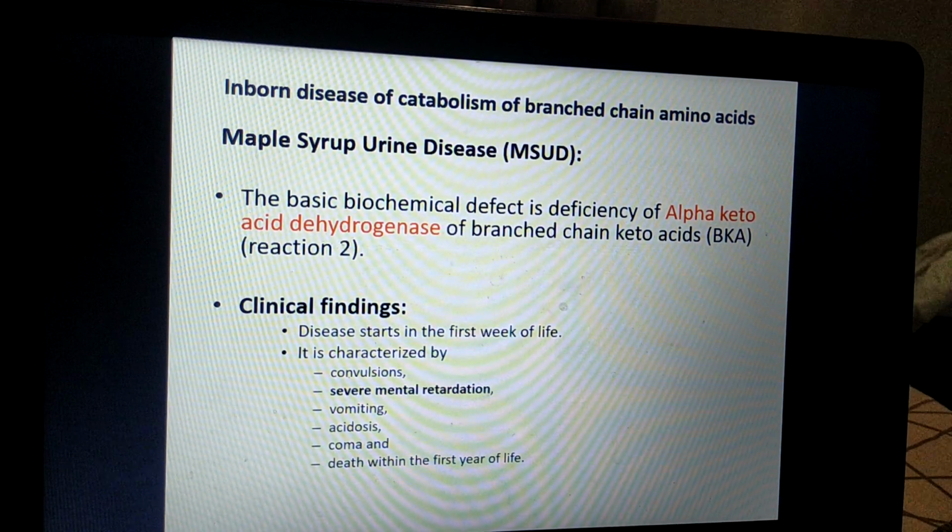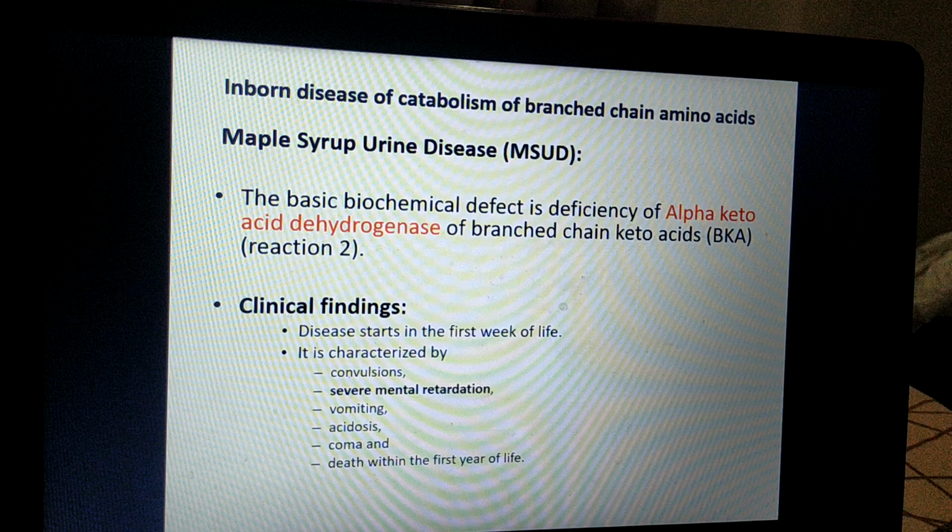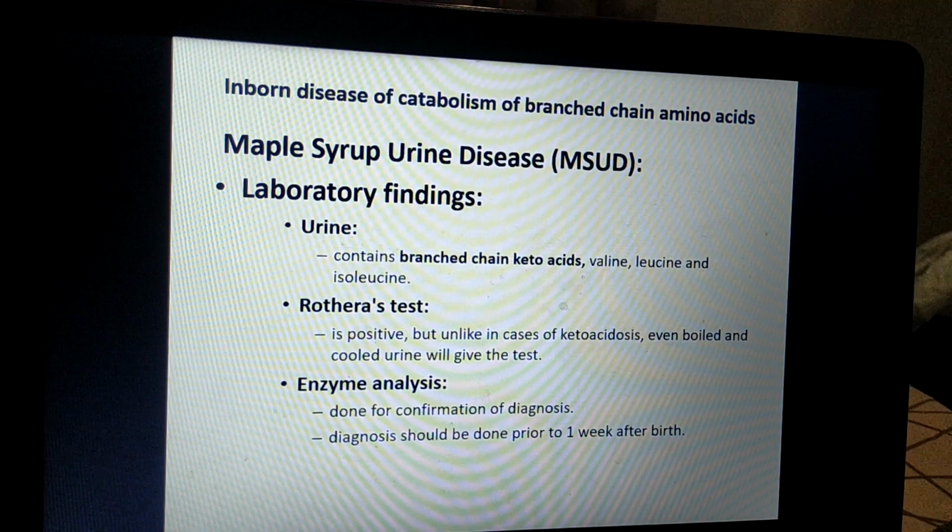The basic biochemical defect in this disease is deficiency of the enzyme alpha keto acid dehydrogenase, which catalyzes the second step of the catabolism of these branched chain amino acids. Clinical findings: this disease starts in the first week of life. It is characterized by convulsions, severe mental retardation, vomiting, acidosis, coma, and death may occur within the first few years of life. Coming to the laboratory diagnosis of this disease, if you analyze urine, you can find the presence of branched chain keto acids like those of leucine, isoleucine, and valine in the urine.